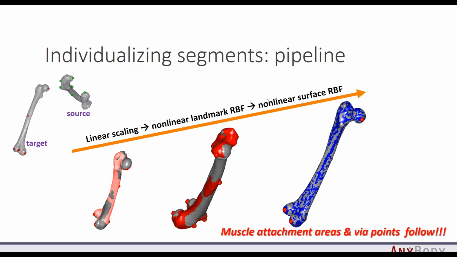So what we could do is use our STL to STL RBF transformation to get an even better match. And on the right hand side, you can see our generic bone being transformed into the subject-specific bone, and you can see the difference of volumes. You can see that the error is rather small. And since this is an interpolation, extrapolation transformation, all our muscle attachment areas and via points and all other wrapping entities move along with the bone.